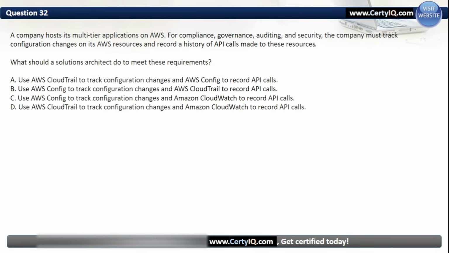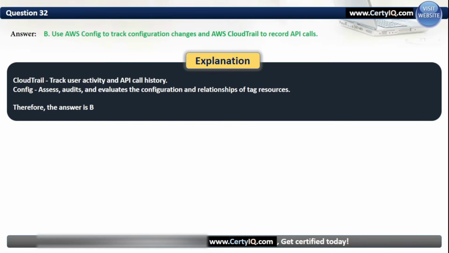The correct answer is B. Use AWS Config to track configuration changes and AWS CloudTrail to record API calls. CloudTrail is used to track user activity and API call history. Config assesses, audits, and evaluates the configuration and relationships of tagged resources. Therefore, the correct answer is B.